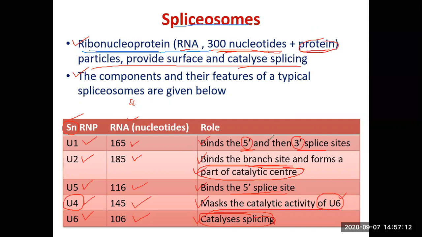Now what do you think, how will this U1 very specifically go and bind to the 5' splice site, followed by the 3' splice site? The answer is very simple. Since it has got an RNA, it has got a sequence which is complementary to the sequence present at the 5' splice junction. It has got a sequence which is complementary to the sequence present at the 3' splice junction.